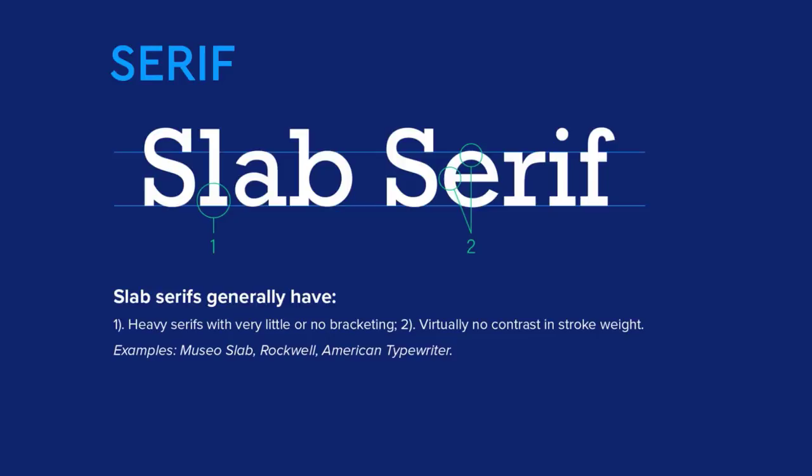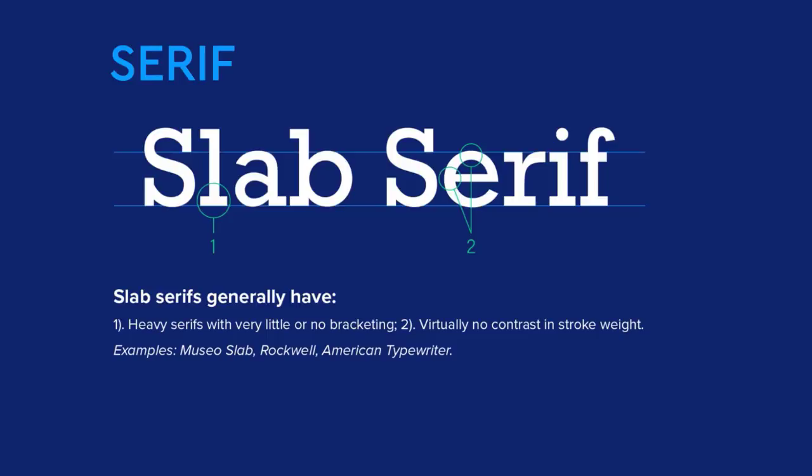So we have heavy serif with very little or no bracketing. There is virtually no contrast in stroke width. Examples of this are Monsieur Slab, Rockwell, American Typewriter.